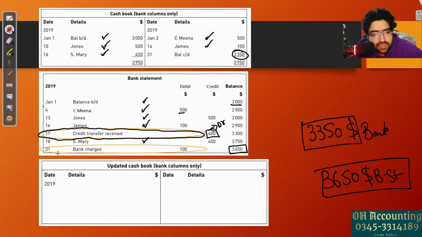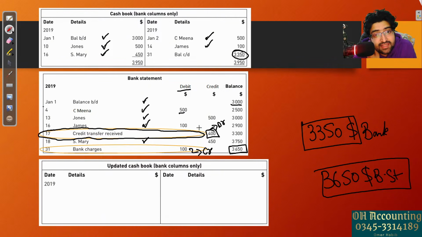Similarly, we have circled bank charges as they were present on the bank statement but missing from the cash book. And as you can see, they are on the debit side of the bank statement, so I should record them on the credit side. We flip the sides as I have explained it to you. So bank charges of $100. Obviously, we pay bank charges, right? So we have to record it on the credit side of the cash book as it reduces the money in our bank account.